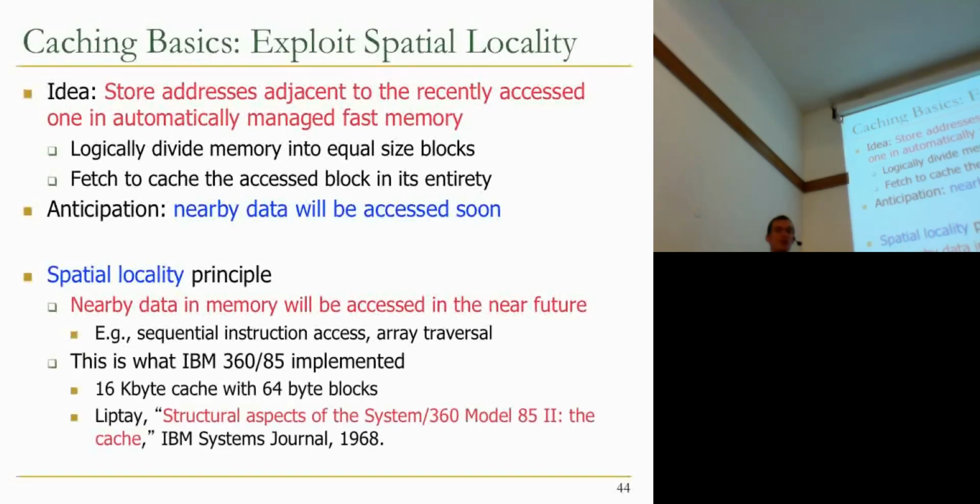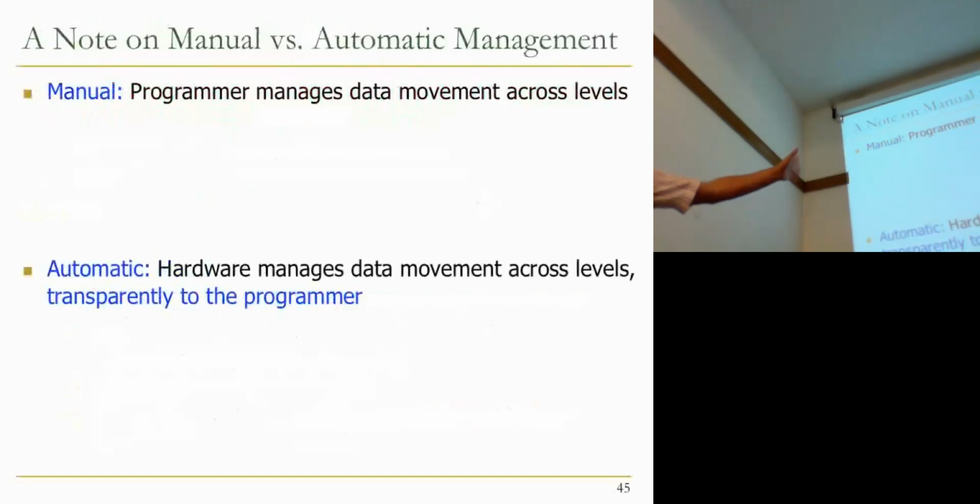And one of the first processors that implemented cache, the IBM 360/85, has another beautiful paper from IBM Systems Journal in 1968 that talks about the design of the System 360 Model 85 cache, and it talks about the spatial locality principle. Maurice Wilkes didn't talk about spatial locality when he talked about caches.